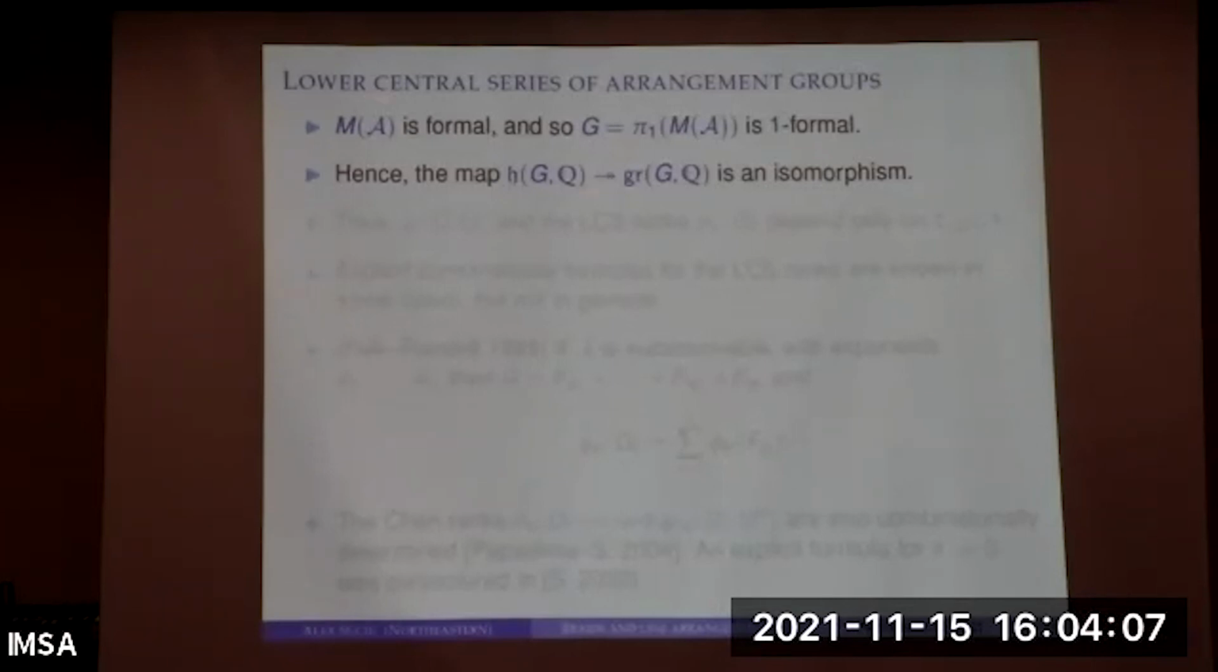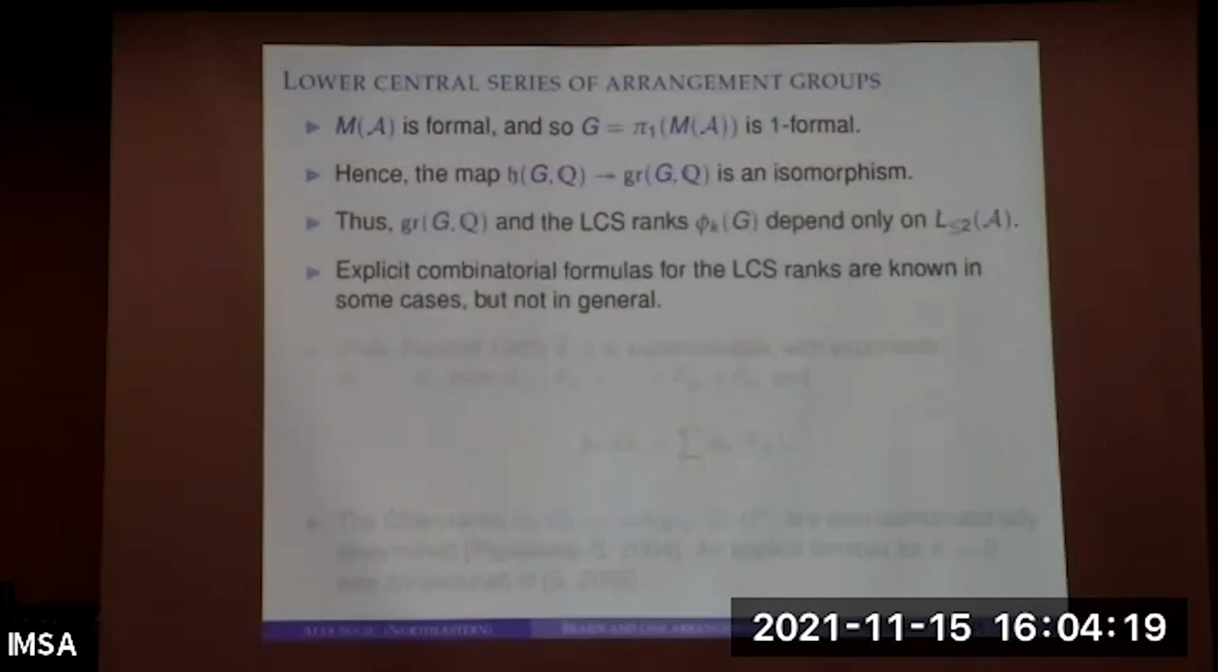Anyhow, so because of this formality, rational formality, this fact is an isomorphism between H and GR, as I said. So the ranks, the LCS ranks, depend now because this is the same as that rationally. So the ranks depend only on this intersection, like this 1 and 2. But just knowing that that's combinatorial doesn't mean you have a combinatorial formula. And again, this is something which is not known. Although it's been studied.